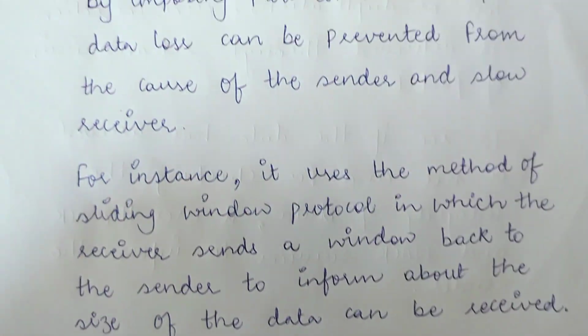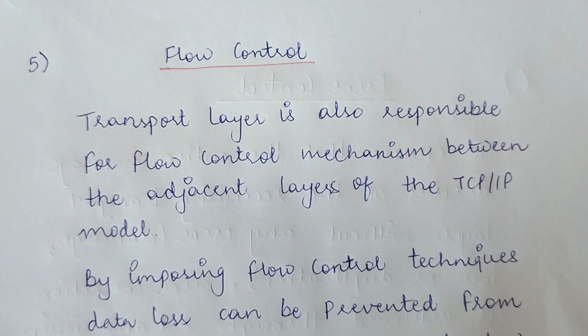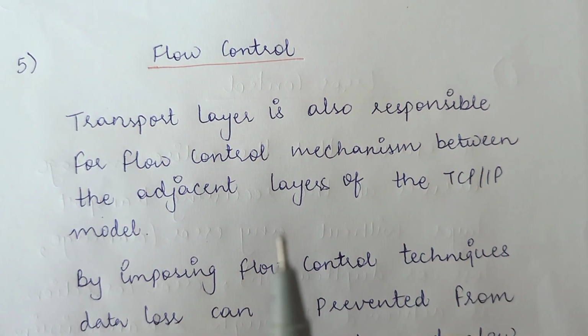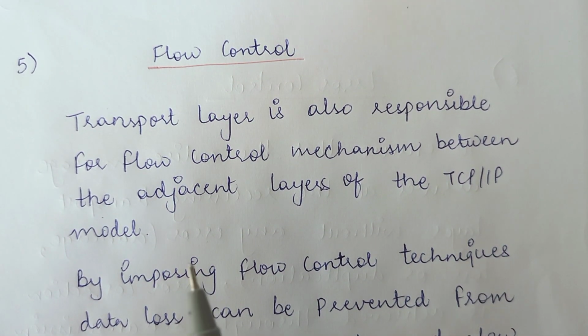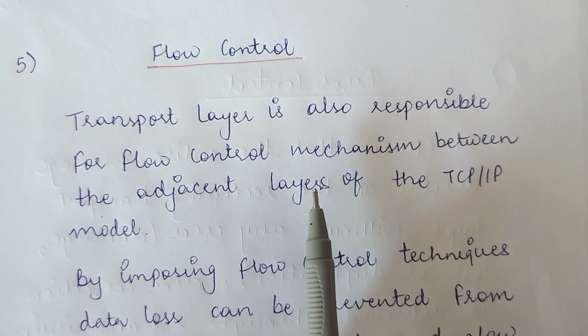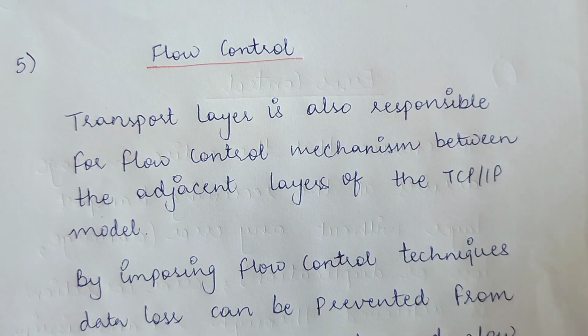Okay, so next is flow control. The next service that is provided by the transport layer is flow control. So what is flow control? Basically, we started this earlier: flow control is nothing but managing the flow of data coming from the sender to the receiver, in order to stop the receiver from being swamped by the sender, because it is not necessary that both the sender and receiver have the same speeds.